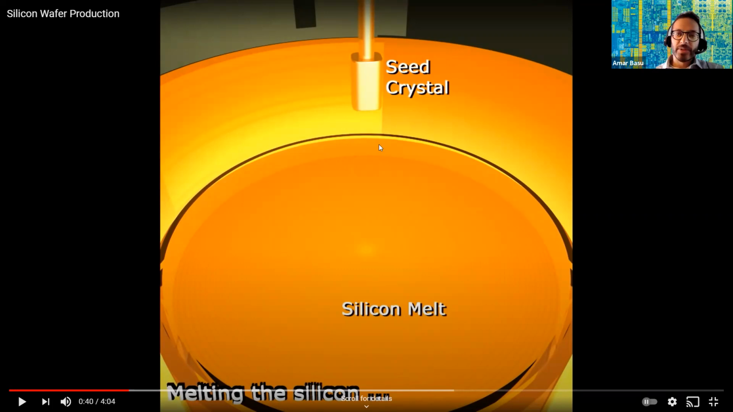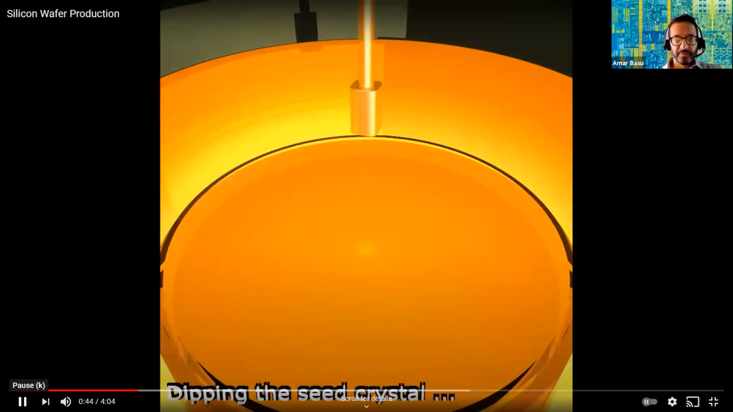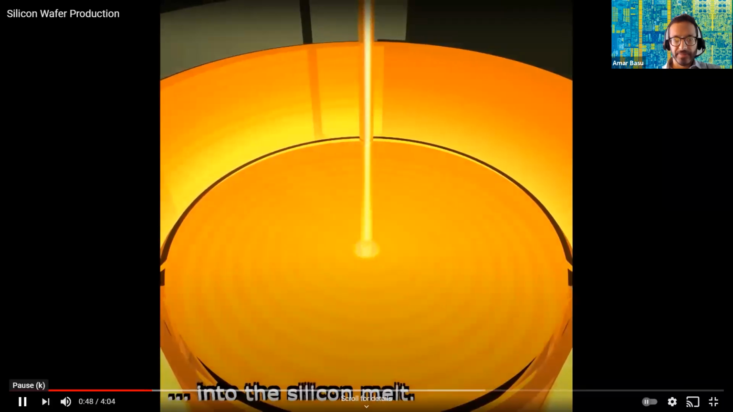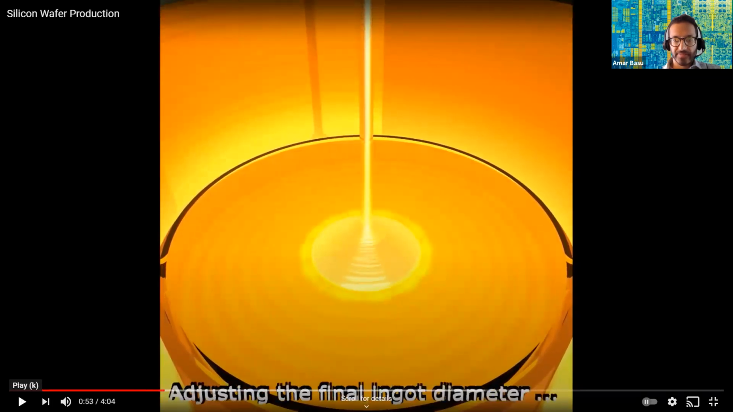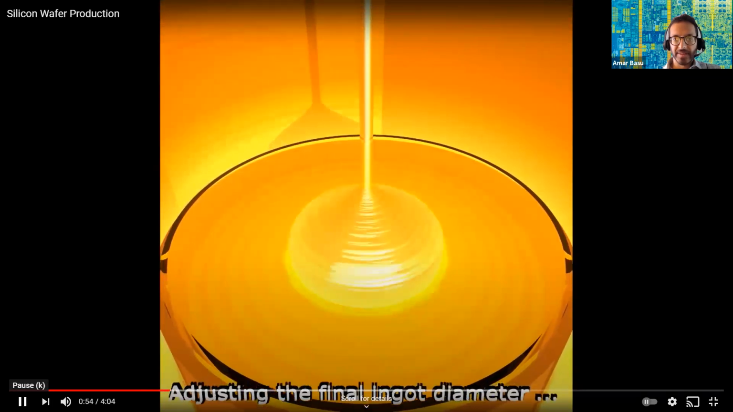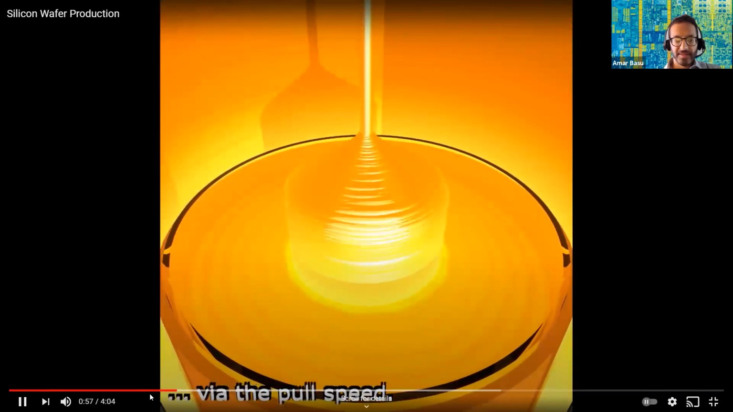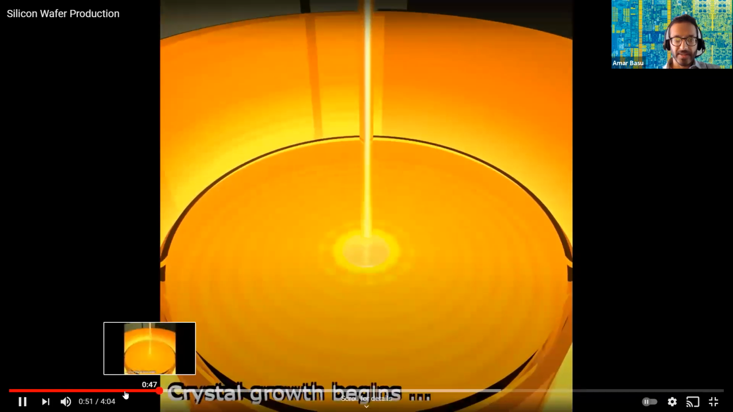Anyway, the seed crystal is single crystal silicon. It has a nice crystalline atomic structure that's used as a template to make the rest of it. You dip the seed crystal into the melt, and you notice that it's rotating. Then you start the crystal growth. Notice what's happening here.